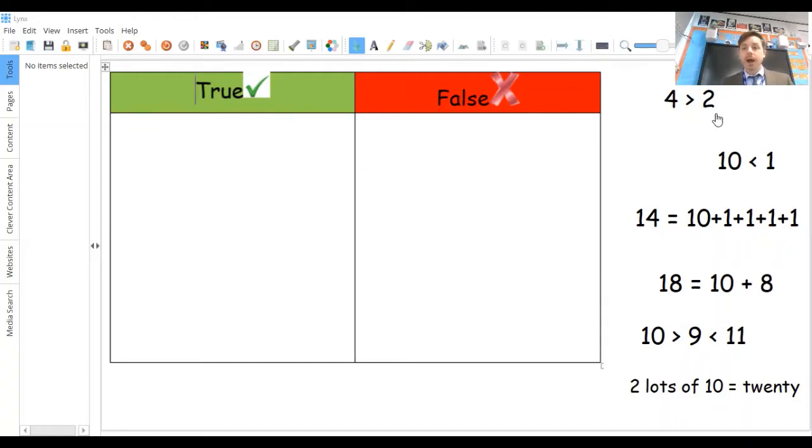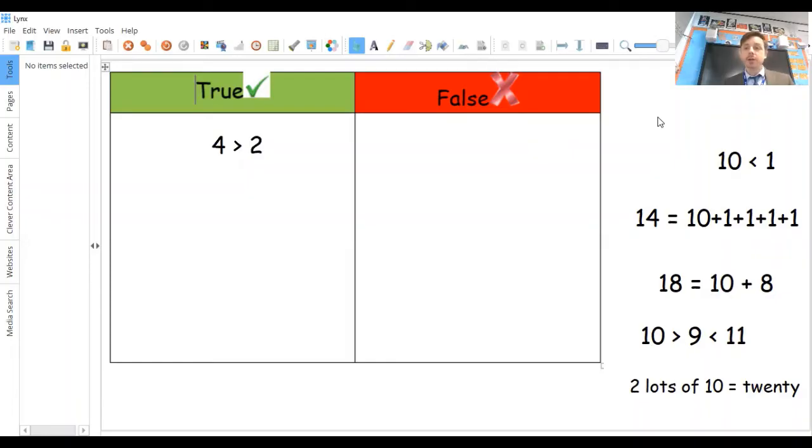So for example, the first one, 4 is greater than 2. Remember, when you're reading these statements, to check with your crocodiles as well. Remember, the crocodile mouth really helps you to remember which way around those symbols should be going, and it also helps if you can recognize them as well. So we've got 4 is greater than 2. Is that going to be true or false? You're right, it should be going into the true, because 4 is a larger amount than 2. It's further on our number track and our number lines and number squares as well.